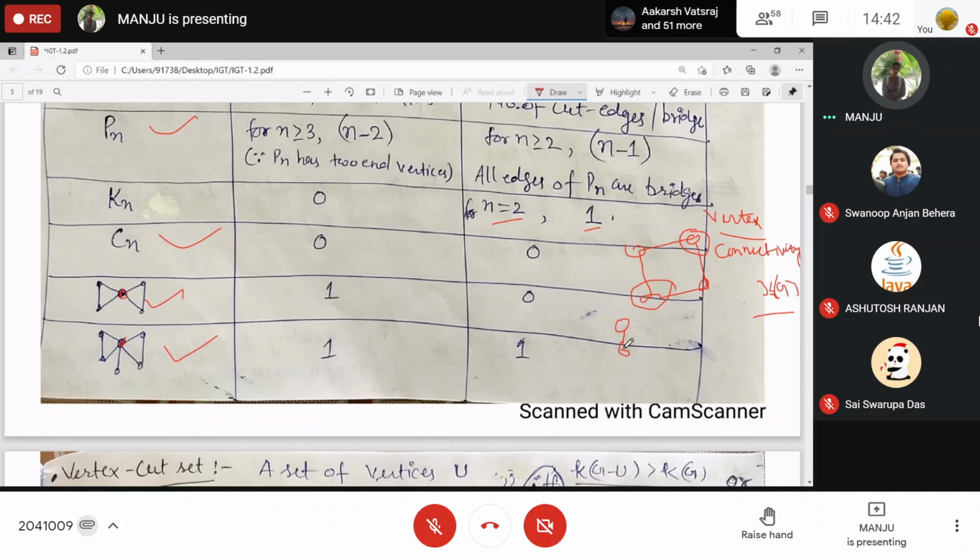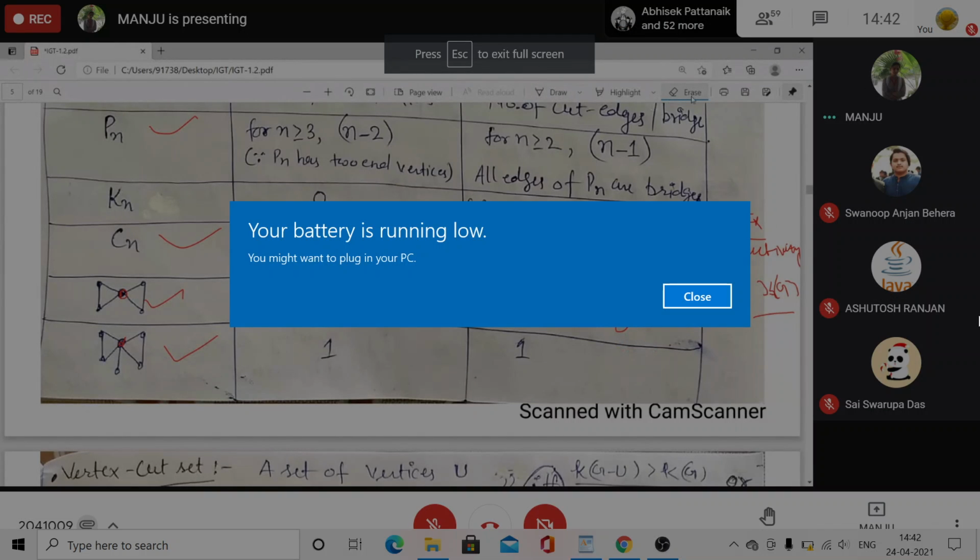What about C4, C5? The minimum number of vertices, or you can say the minimum cardinality of a set U of vertices, such that the number of components of G minus U is strictly greater than that of G. The minimum U cardinality such that this holds. This is your kappa of G.